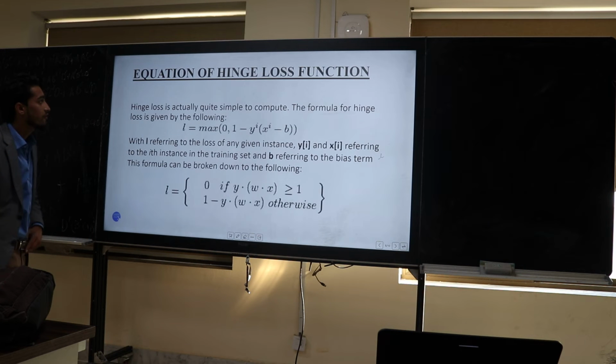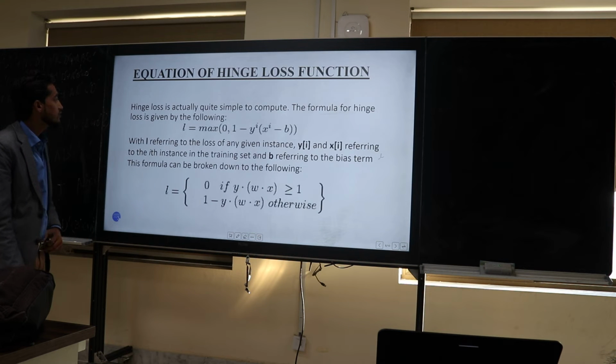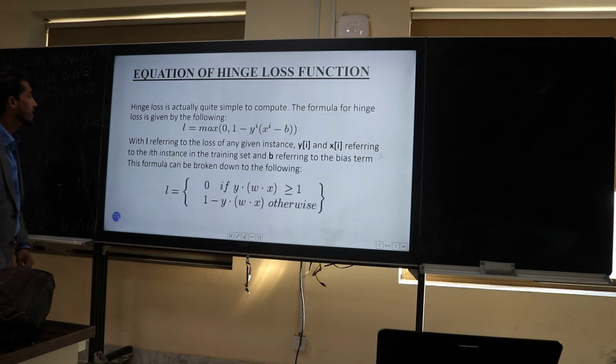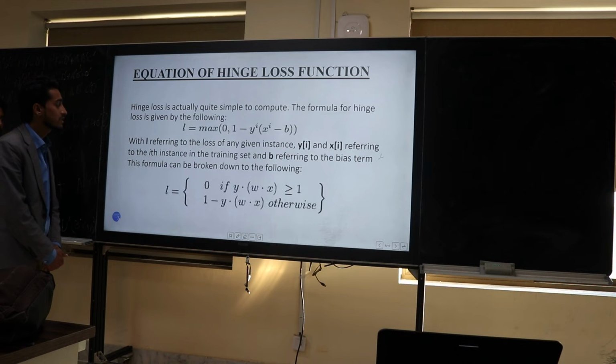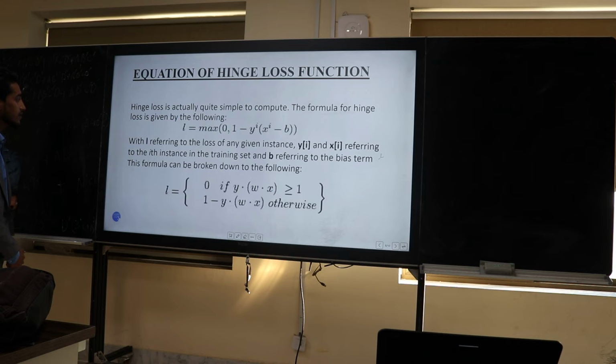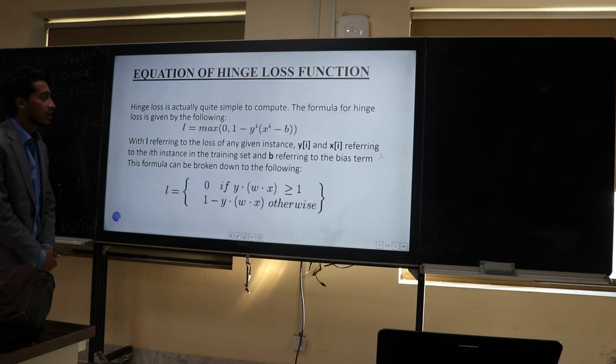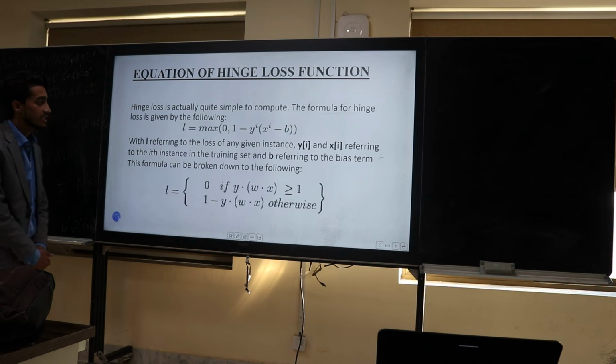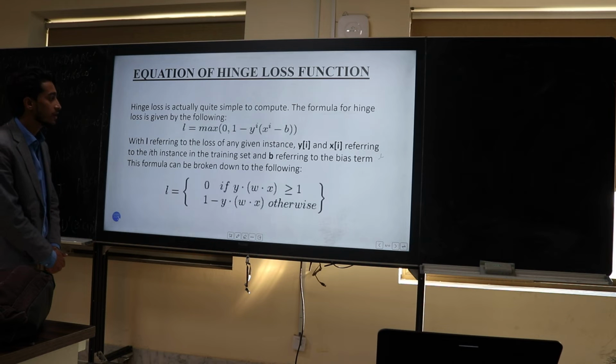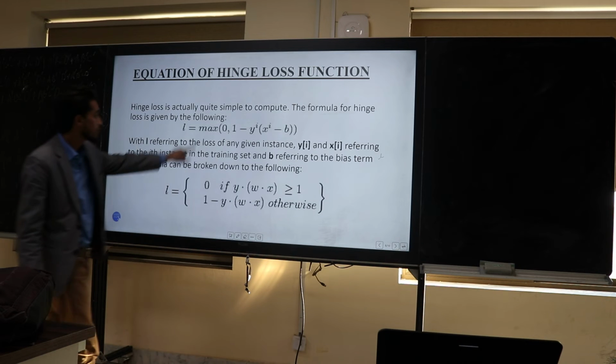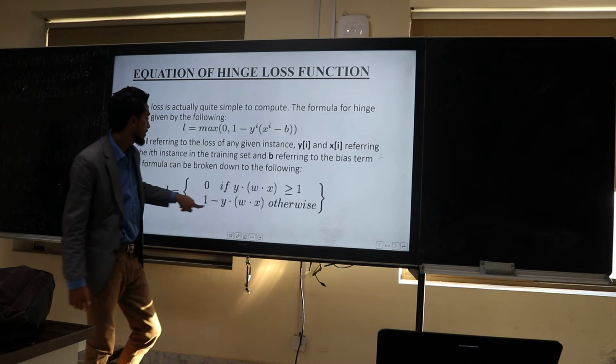And the equation of the hinge loss function. Hinge loss is actually quite simple to compute. The formula for loss is given by the following: L is equal to max(0, 1 minus y_i times (w·x_i minus b)). Here L represents the loss of any given instance, y_i refers to the ith instance in the training set, and b refers to the bias term. This formula can be broken down in the following way.